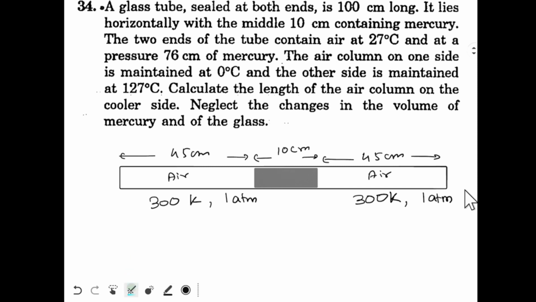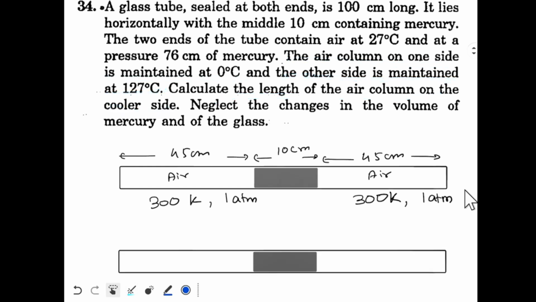Now what happens? Now the air column on one side is maintained at 0 degrees Celsius and the other side is maintained at 127 degrees Celsius. Calculate the length of the air column on the cooler side. Okay. So now what will happen?